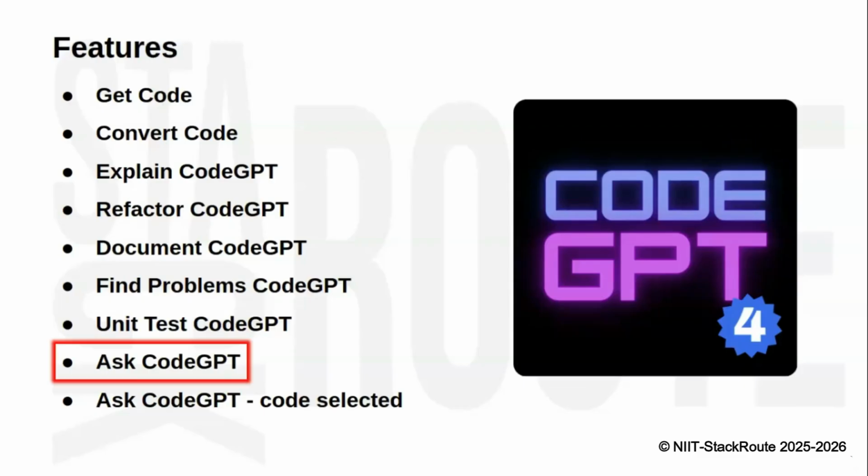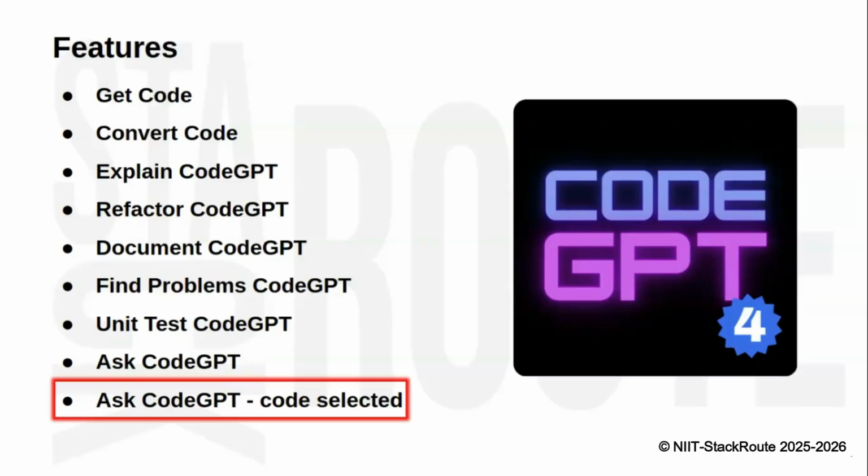Ask Code GPT: Code GPT will open a new editor and respond to the question. Ask Code GPT with code selected: select the code and ask the question, and Code GPT will open a new editor and respond to the question. With this, let's try to demonstrate each feature of Code GPT. For that, let's open Visual Studio.